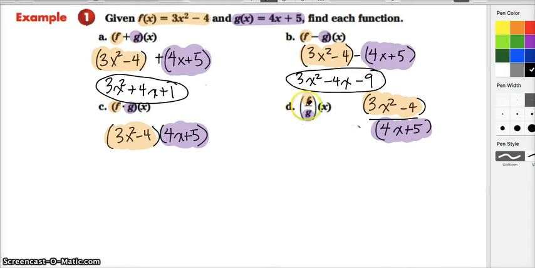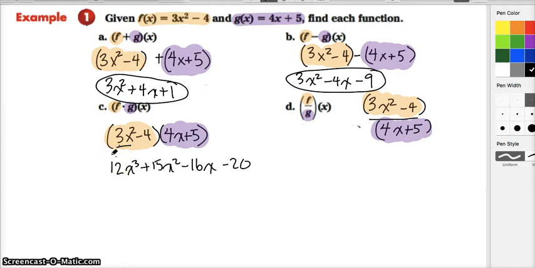Over here, multiplication is going to require us to FOIL. I wonder if you remember that, or sometimes I call it the extended distributive property. I'm going to multiply 3x squared times everything here, negative 4 times everything there, and so I get 12x to the third power plus 15x squared minus 16x and minus 20.